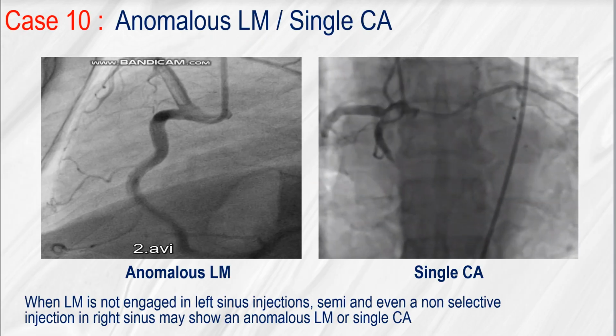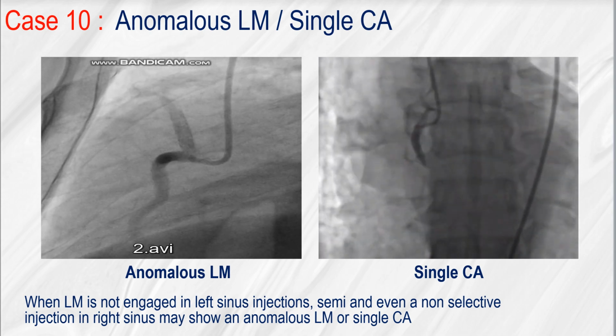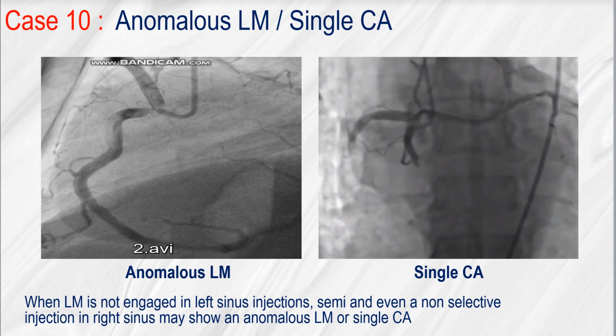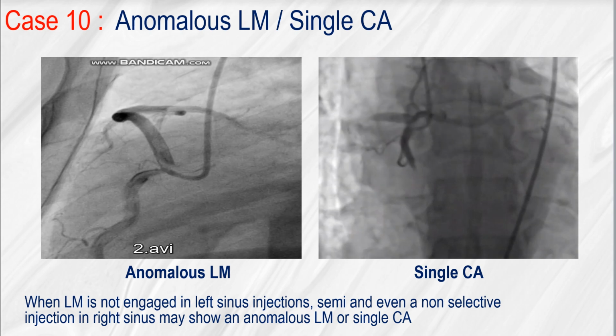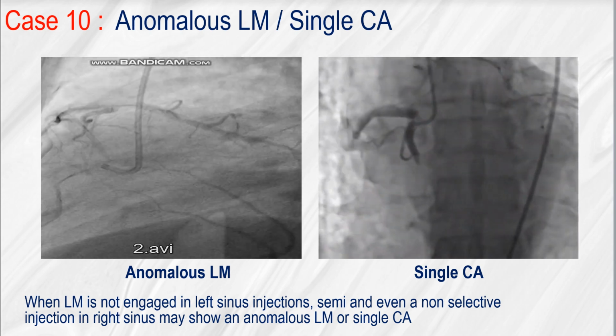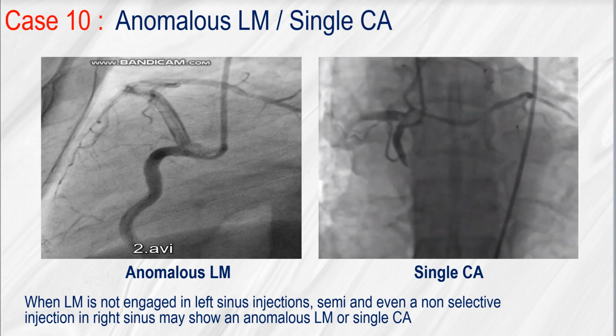When the left main is not engaged in left sinus injections, semi-selective and even non-selective injections in the right sinus may show an anomalous left main or single coronary artery.